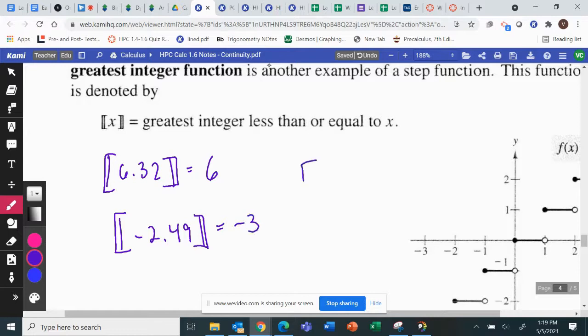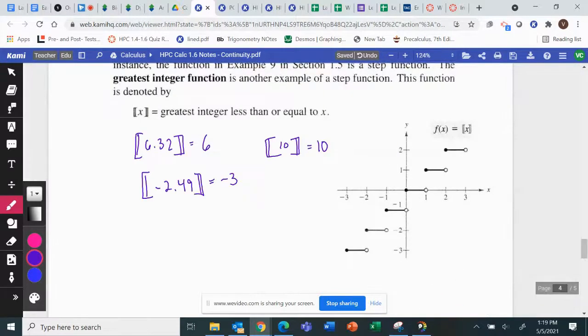Or I could do the greatest integer that is less than or equal to 10. And Barry, what is the greatest integer less than or equal to 10? It is 10 because it's already an integer, right? So that's how we evaluate those. And you can tell right here from the graph that we are going to have breaks.